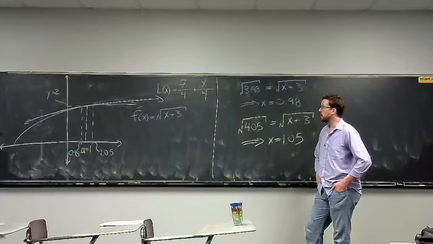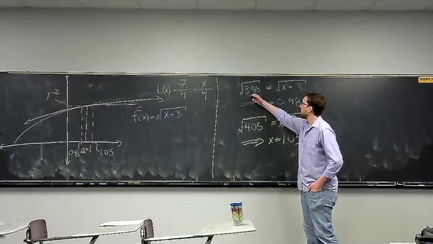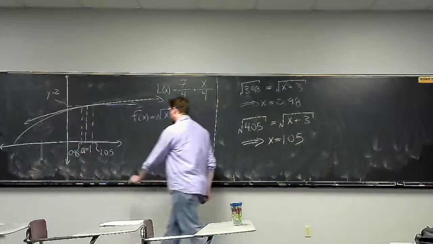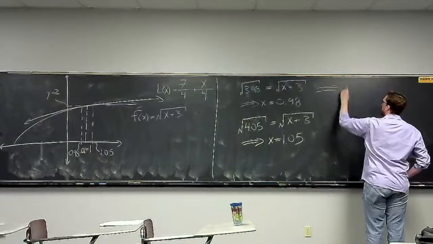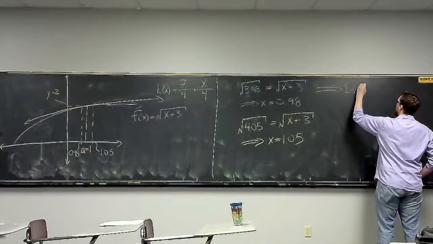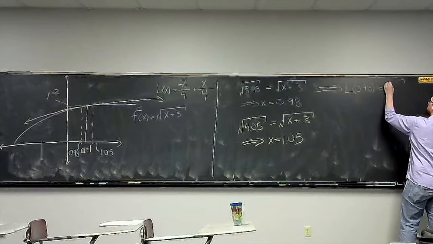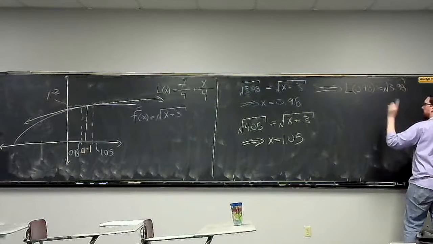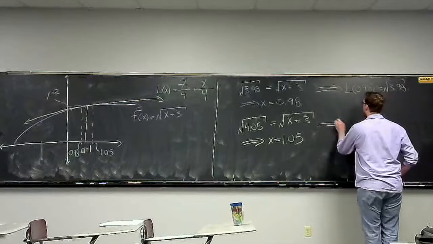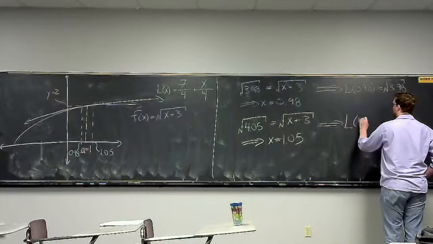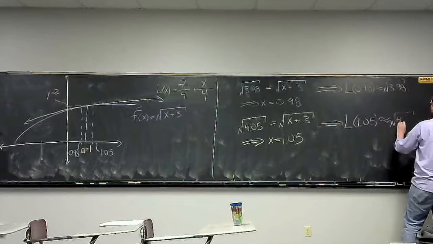So now, all we're going to do is plug those numbers into our linearization. We're going to say that that is a good approximation for what the square root of 3.98 is. In other words, all of this tells us that L at 0.98 is approximately equal to the square root of 3.98. And coming down here, L at 1.05 is a good approximation to the square root of 4.05.